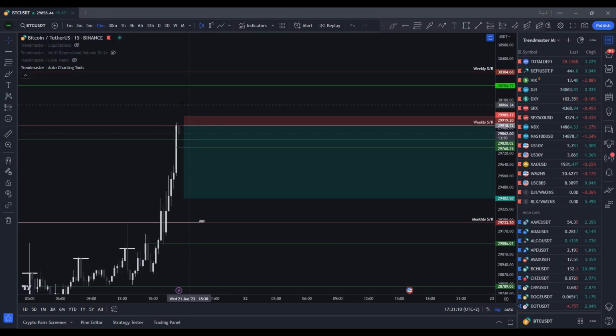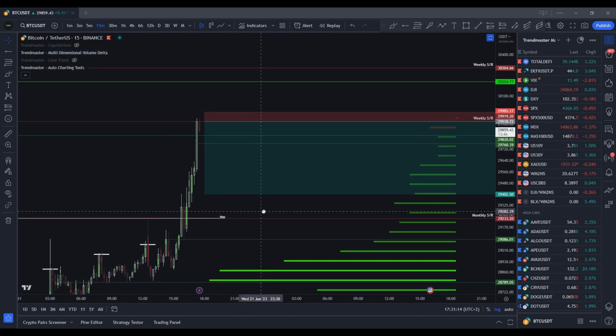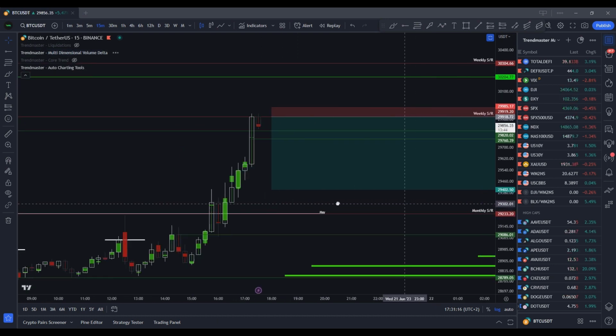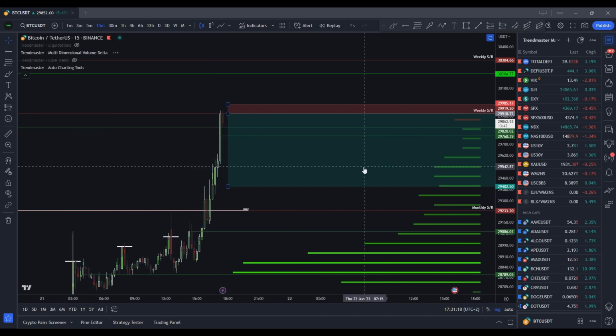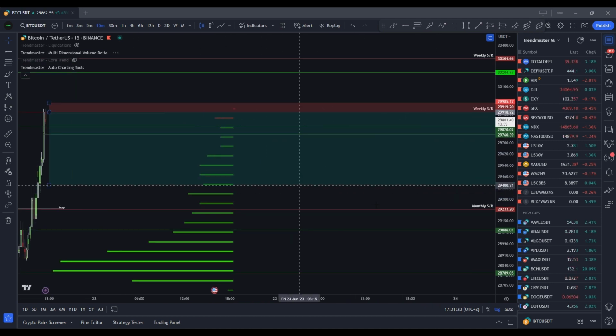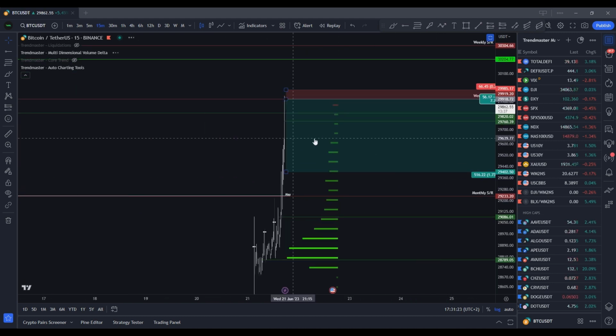And also, guys, don't forget to use MDVD. Still really effective on the 15-minute as well, and the 3-minute and everything, but especially on the higher time frames.